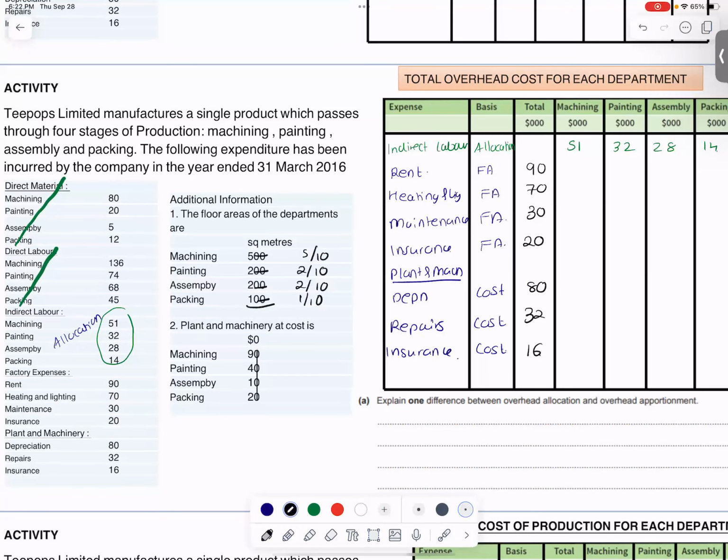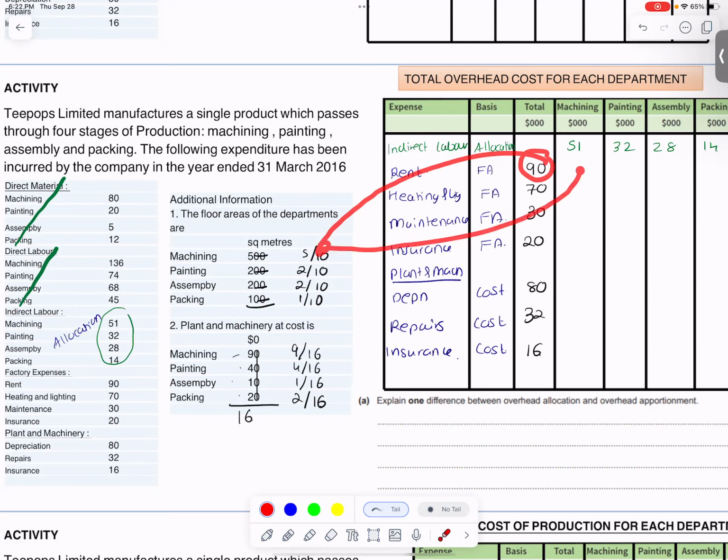And over here it would be 9, 10, 14, 15, 16. So it would be 9 by 16, 4 by 16, 1 by 16, and 2 by 16. So for every item of expenditure, you are going to distribute on the ratio. For 90, 2 by 10, and the figure over here.